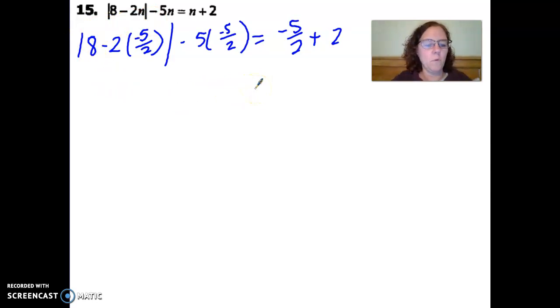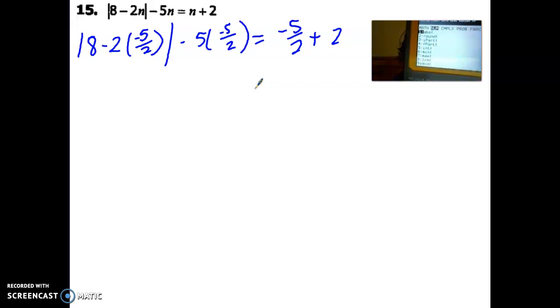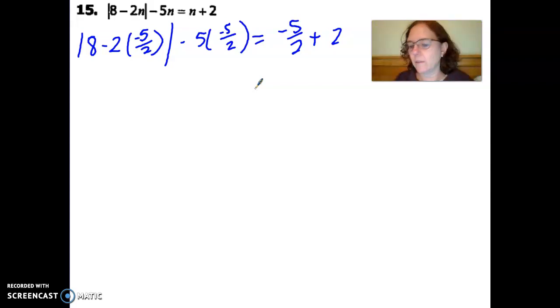If you cannot remember where the absolute value is, you can type the math button right here and then go over to NUM. Oops, there we go. Go over to NUM, and the very first thing you're going to see is ABS, which is the absolute value. So if you go there, that's what you'll do to type this in. So you can see that I typed it in already. There it is on my calculator.